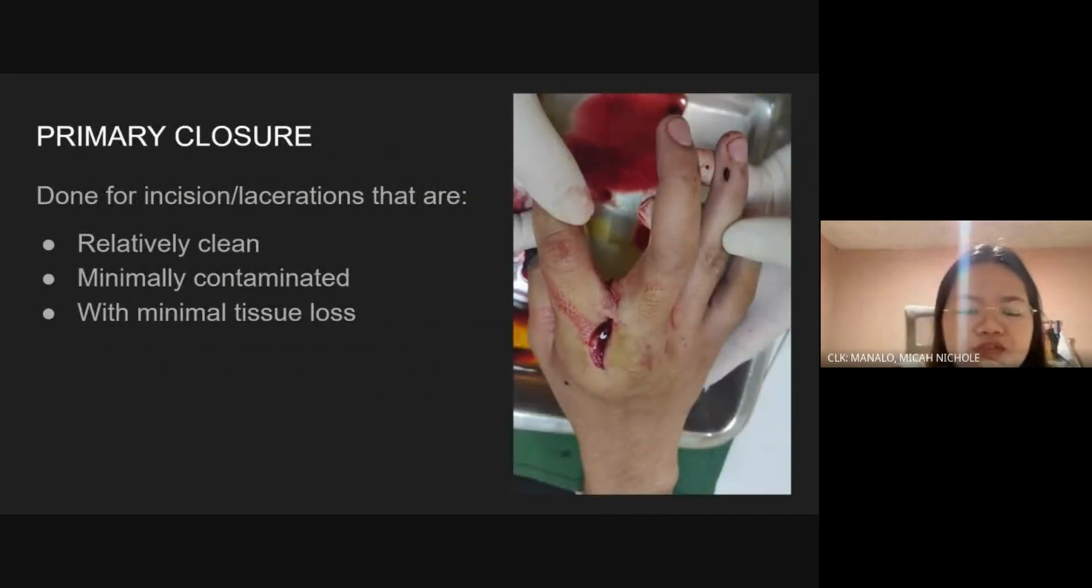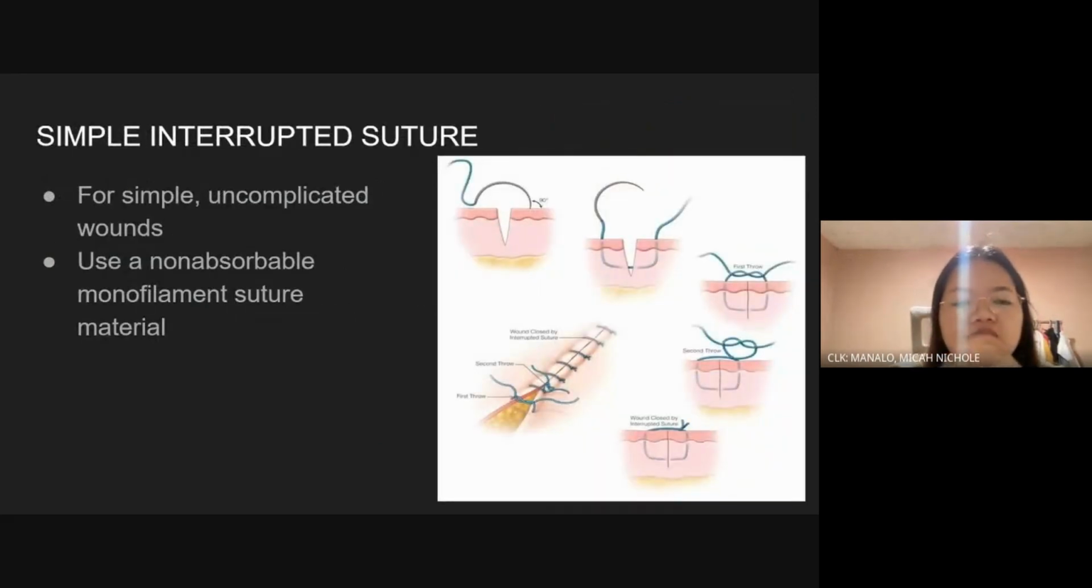For the primary closure, we use primary intention for incisions and lacerations that are relatively clean, minimally contaminated, and with minimal tissue loss. Next, please. We use a simple interrupted suture because it is for simple and uncomplicated wounds. We also use non-absorbable monofilament suture material. Next.